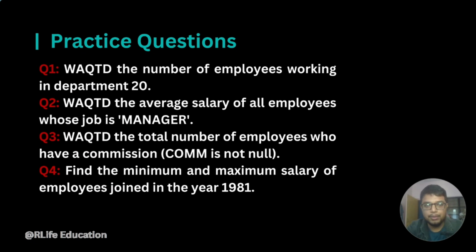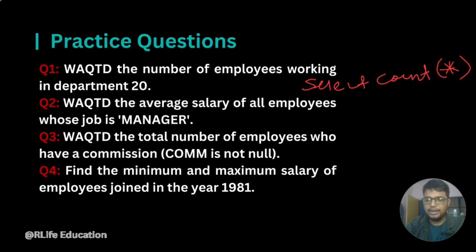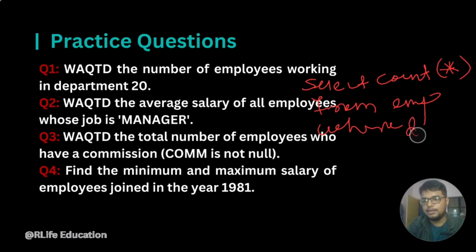Write a query to display the number of employees working in department number 20. So how can we do this? Whenever we have to display some data, we use the select clause. Then we have to find the count, so we use the count function. We have to find all the employees working in department 20. We are finding details from our table called employee. And we have to provide the condition here: where department number is equal to 20, and put a semicolon. This is the query. The other 3 questions are a task for you to write by yourself.